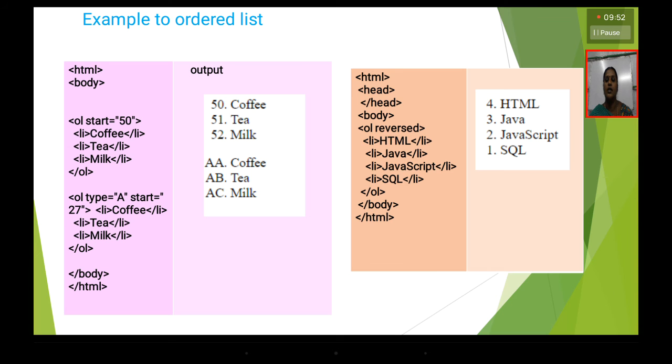Then another ordered list starts with A. The starting number is 27. So coffee, tea, milk. Starting at 27 gives AA, AB, AC. Like this, you can create an ordered list.